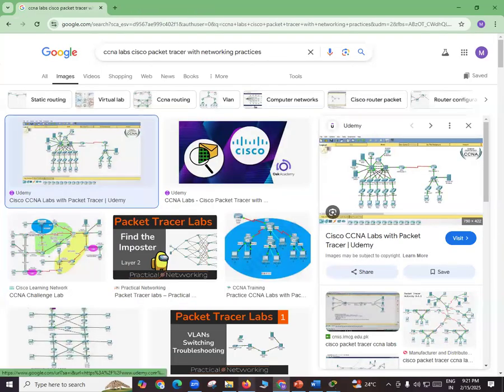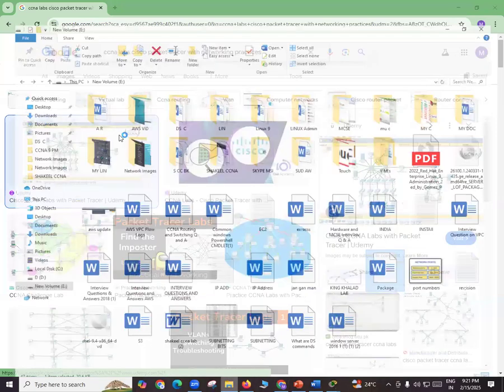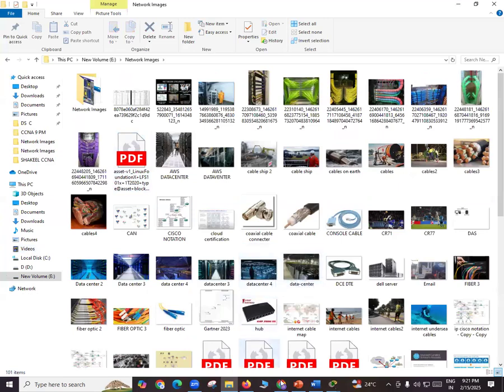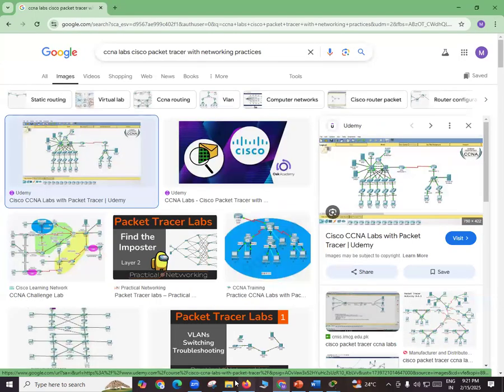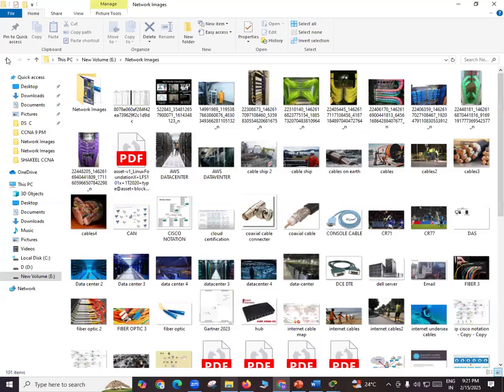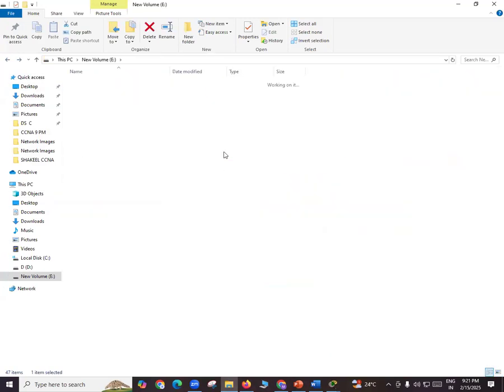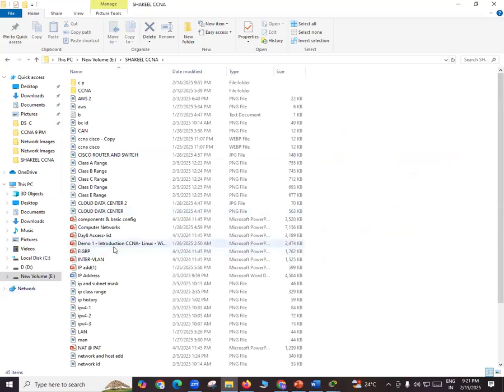If I just show you, there is a rack like this, for example, let's say. Okay, I'll just show you some of the PPTs that I'll use for my CCNA classes. Meanwhile, if you have any other question, you can simply forward that question in the chat box.